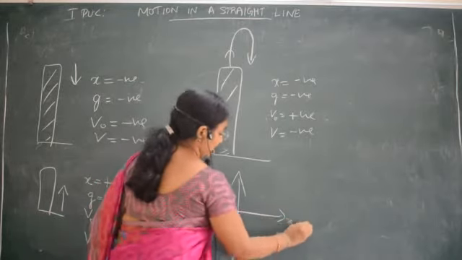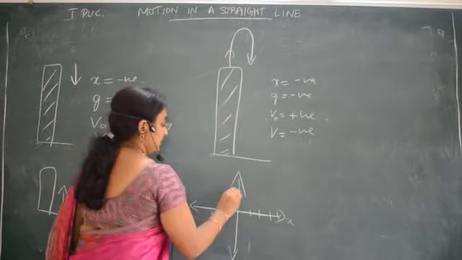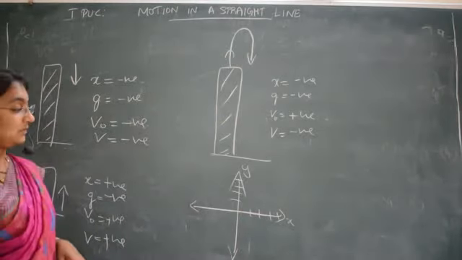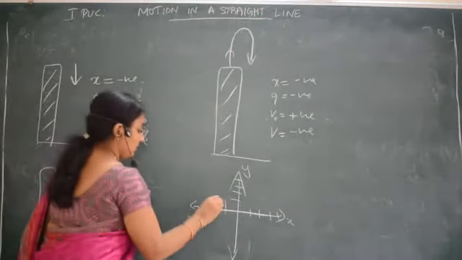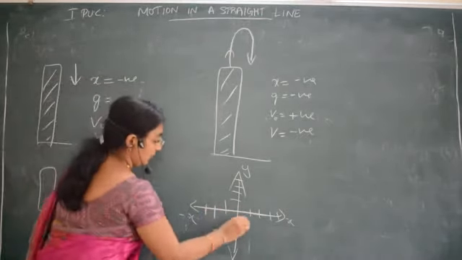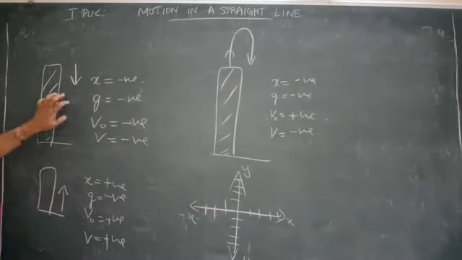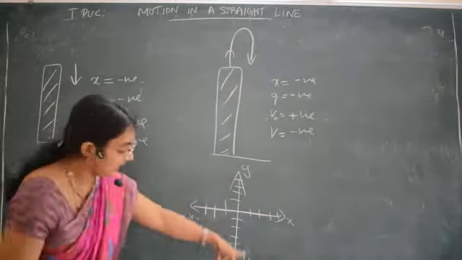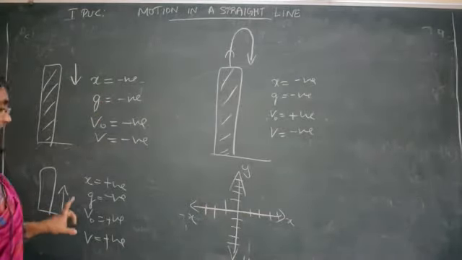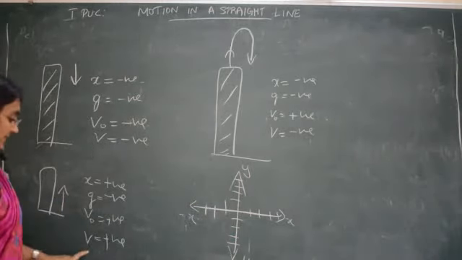Along the positive x-axis, if it is moving, we will put it as positive. If it is moving along the positive y-axis, we will mark it as positive. If it is moving along the negative x-axis, we will mark it as negative. If it is moving in the negative y-axis, we will mark it as minus. Here it is moving downwards, so negative y-axis, therefore negative everywhere. Here it is moving upwards, that is positive y-axis, therefore plus.